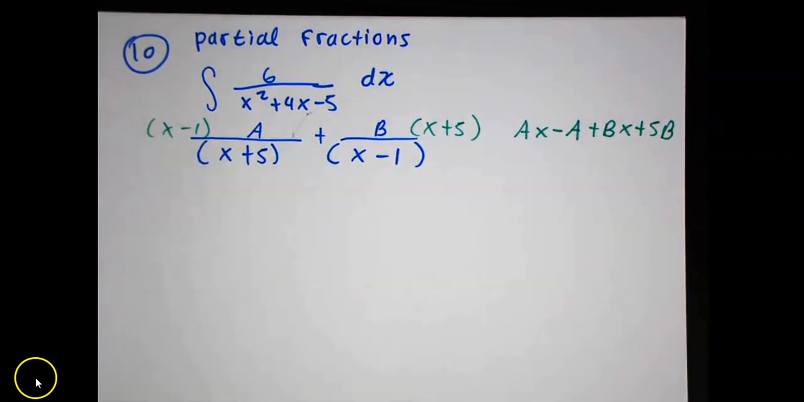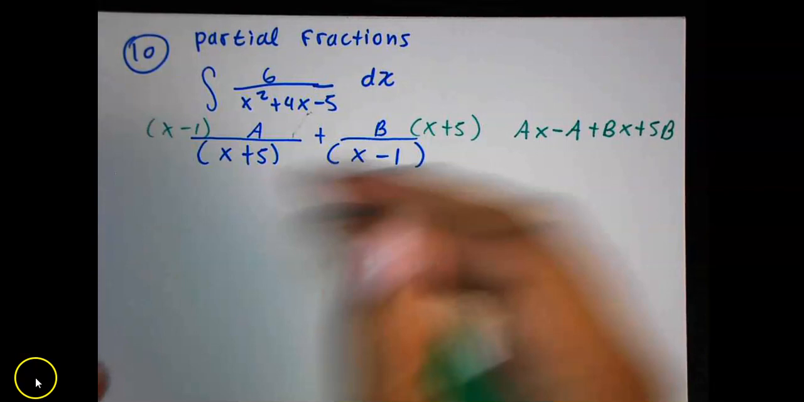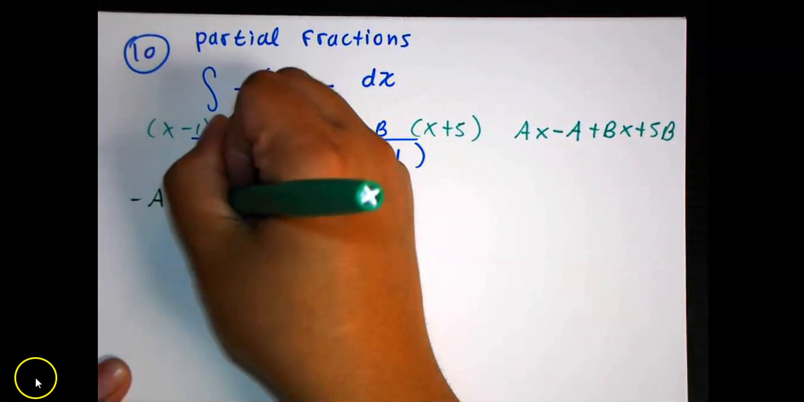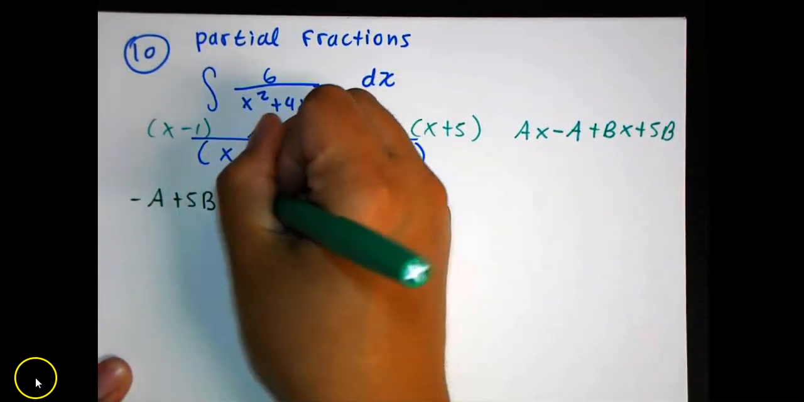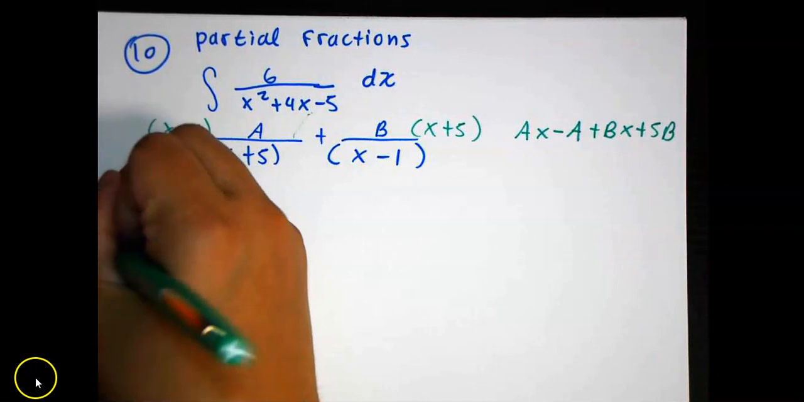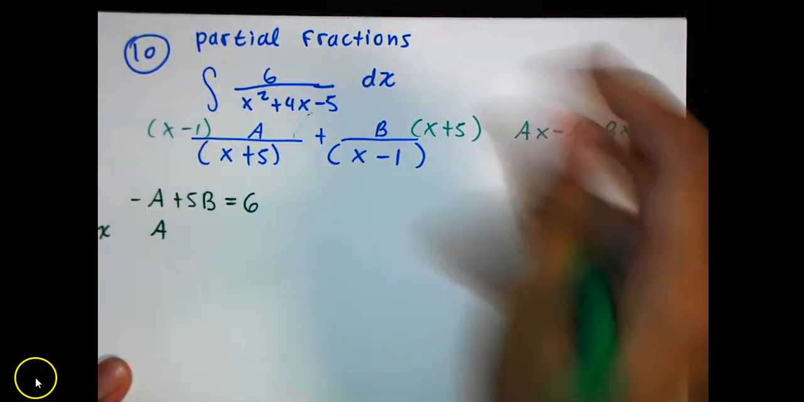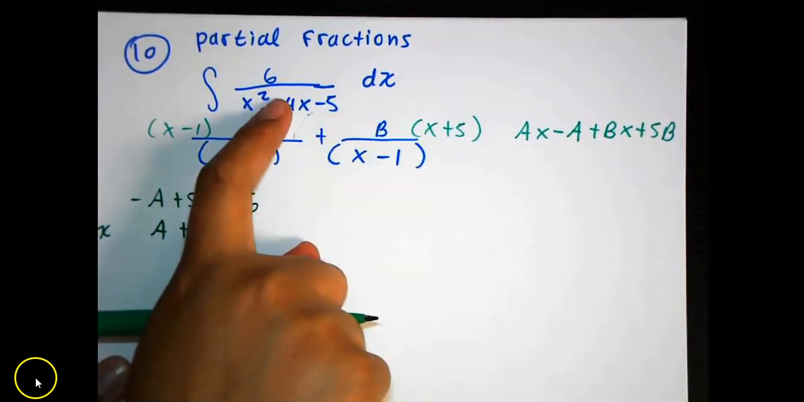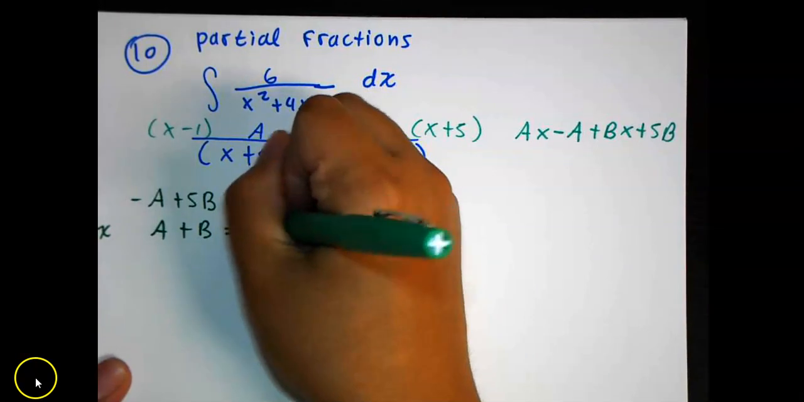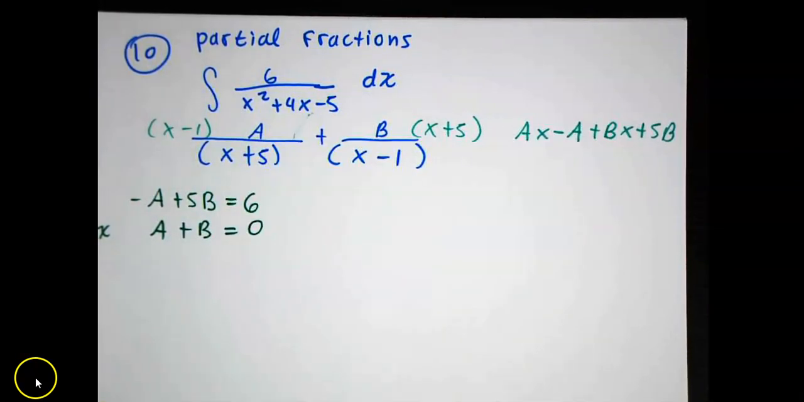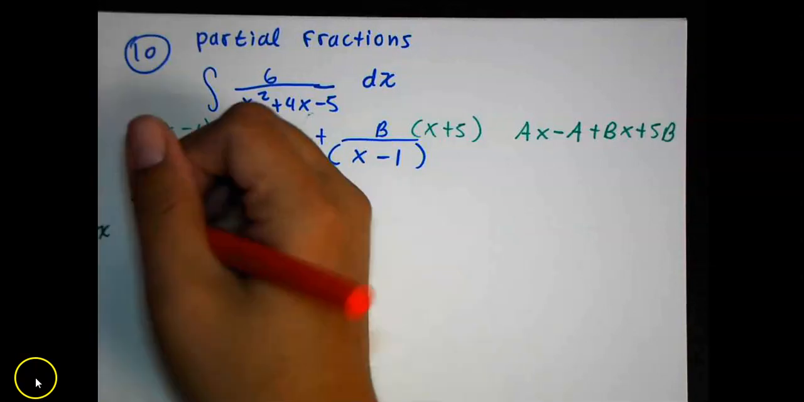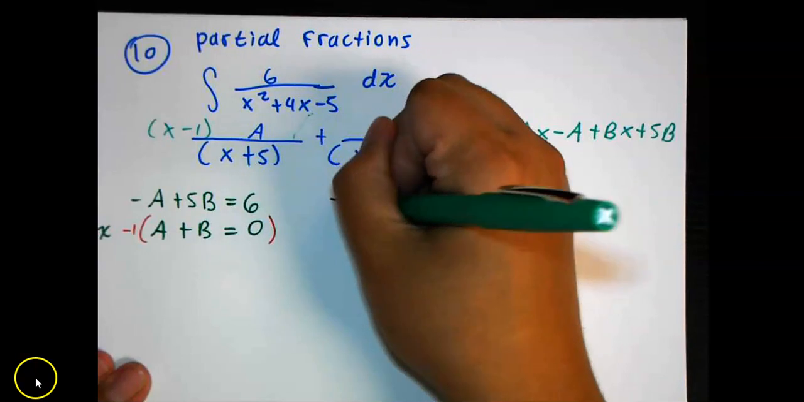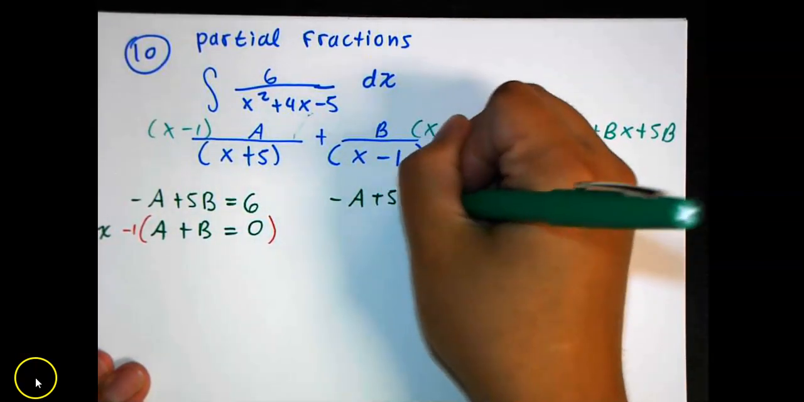Okay, let's group them now. Constants, I have negative a plus 5b, and in this case on the numerator I have a 6. Where are my x's? I have a plus b, and if you notice up here, there's no x, so 0. So, just like I did in the other one, I'm going to multiply this one times the negative 1. So I got negative a plus 5b equals 6.